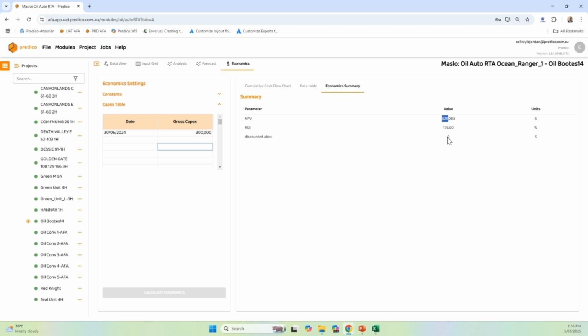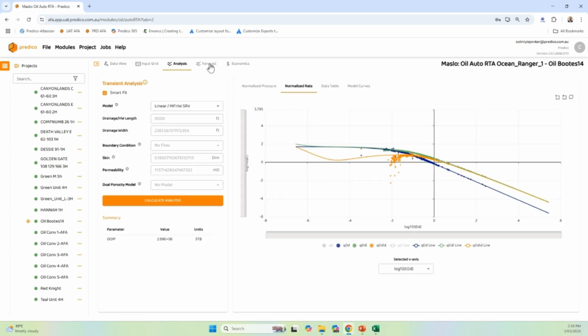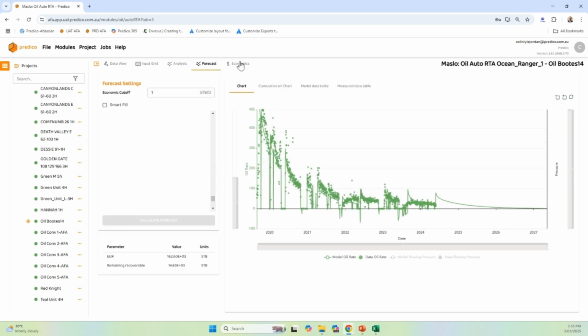This is the advantage of using our software. It's fully automated, again, from the analysis to the forecast, even to the economics.